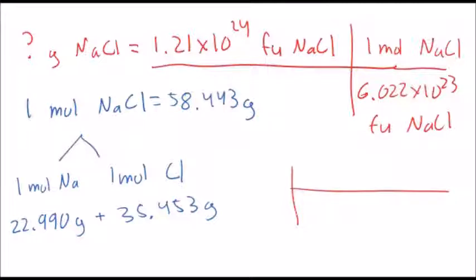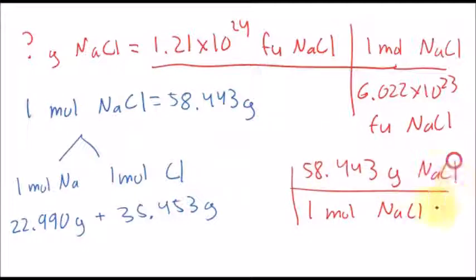So here we're going to put 1 mole of sodium chloride at the bottom in order to cancel it with the top here. 1 mole of sodium chloride has a mass of 58.443. Another way of saying that again is that the molar mass of sodium chloride is 58.443 grams. Same thing.